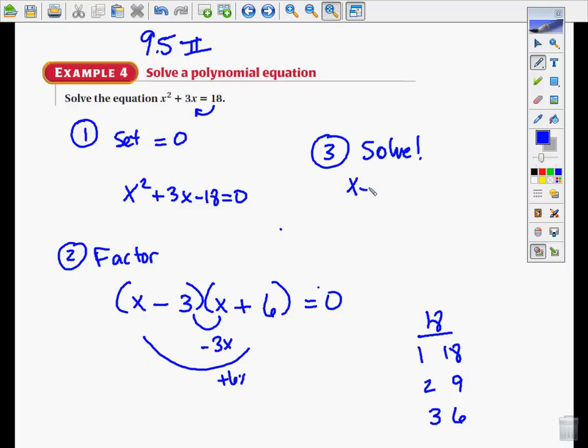I set each factor equal to 0, and I solve these linear equations. X minus 3 equals 0, so x is 3. X plus 6 equals 0, so x is negative 6. So really we're just throwing on one extra step from what you did earlier in 9.5.